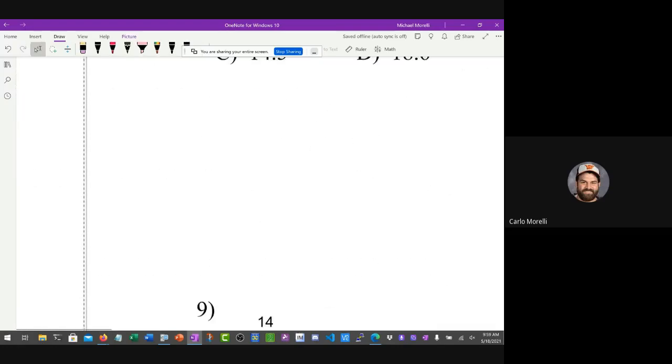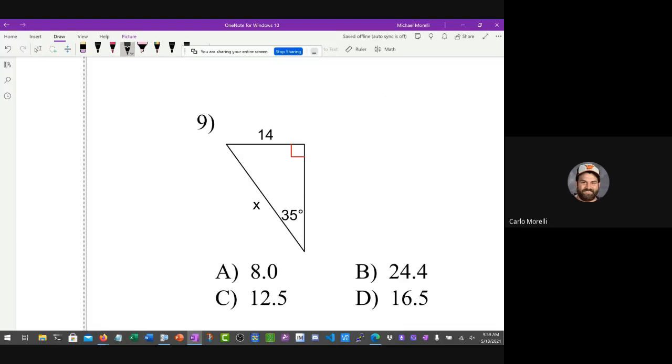Now we're moving on to the final two problems. Number 9, we're looking at the bottom right here. That's where my eyeball goes. Okay, so from the perspective of the eyeball, the 14 is opposite the eyeball. And from the perspective of the right angle, the x is the hypotenuse. So I'm dealing with the sine function here. Sine is opposite over hypotenuse. So the sine of 35 degrees is equal to 14 over x.